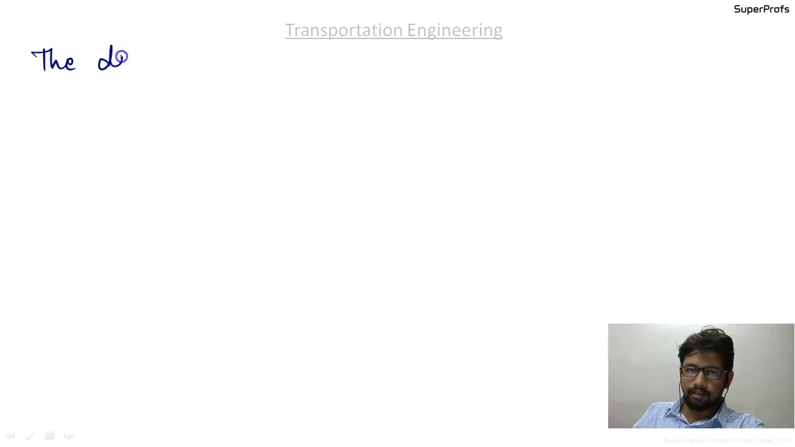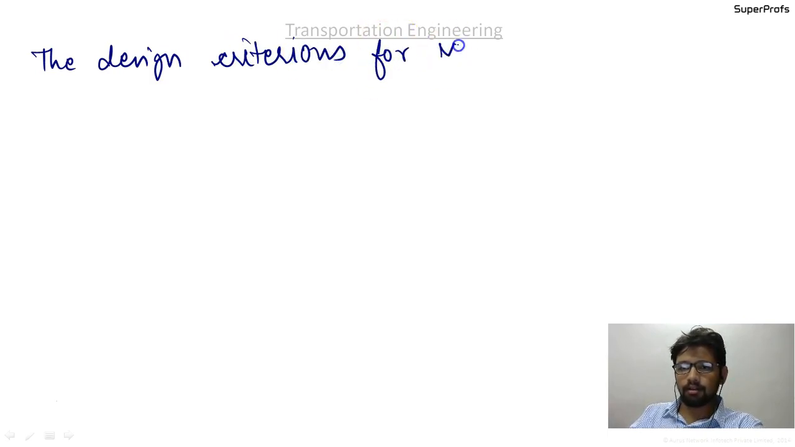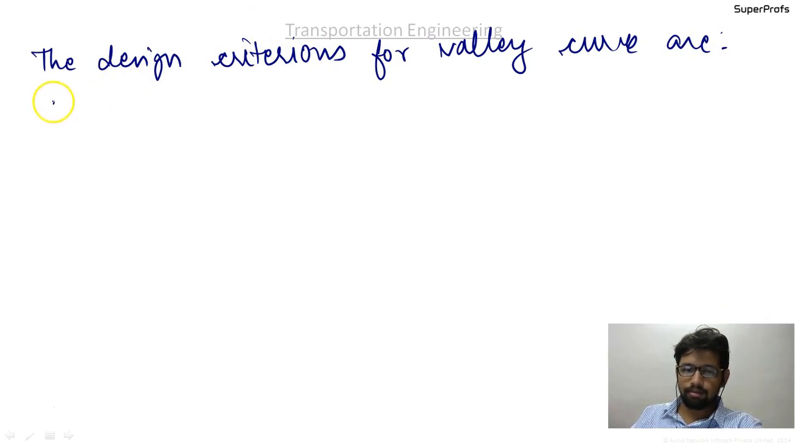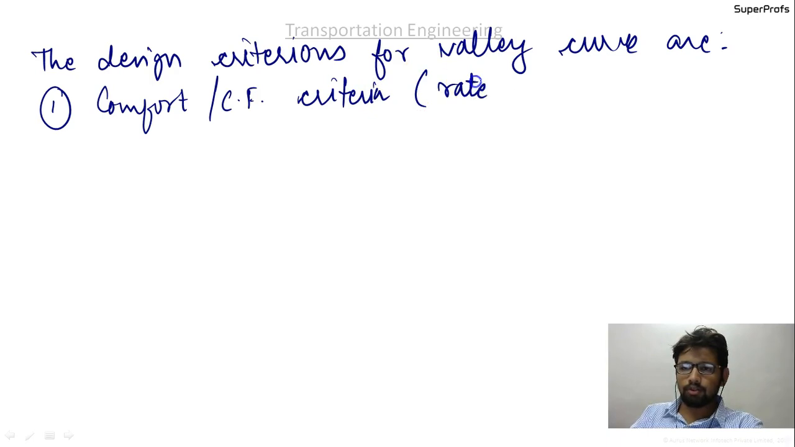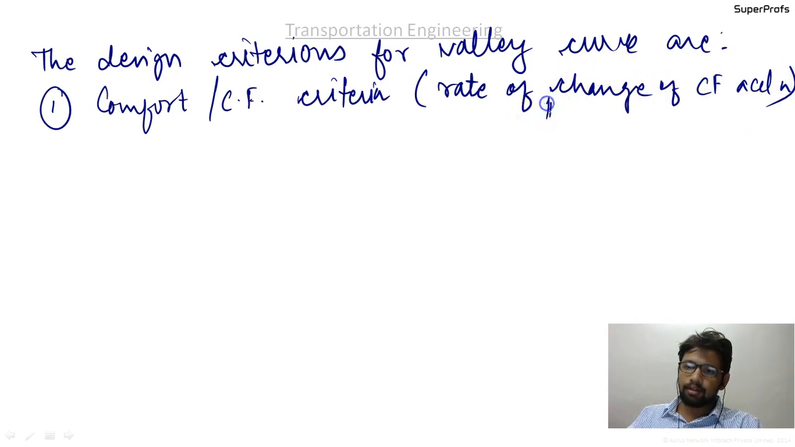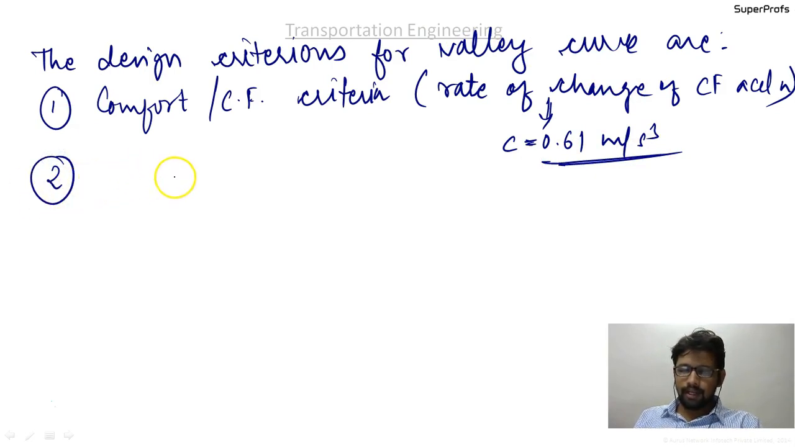Okay, so finally the design criteria for valley curves are: the first criteria is the comfort or the centrifugal criteria, which is purely based on the rate of change of centrifugal acceleration, which is fixed at 0.61 meter per second cube in valley curves.